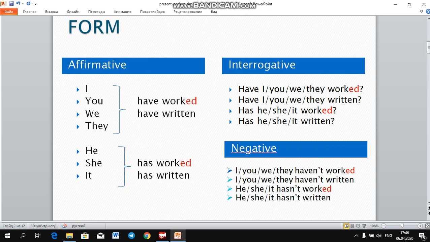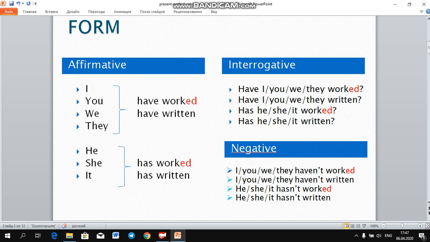For example, like, liked, work, worked. If the verb is irregular, in this case the word changes totally. For example, go, gone, do, done. Now let's talk about word order in the sentence. In the affirmative sentence, the subject should stay in the first place, next the verb to have, and the next one is the main verb of the sentence.